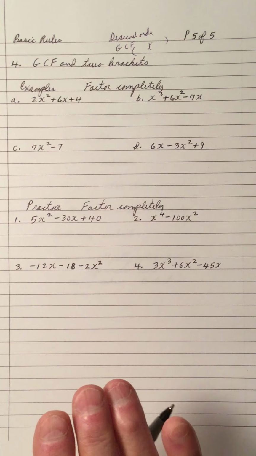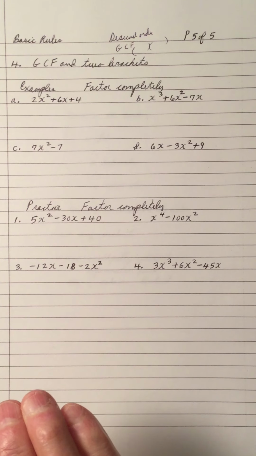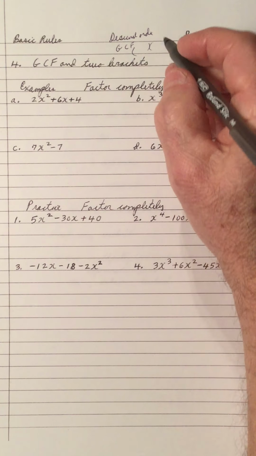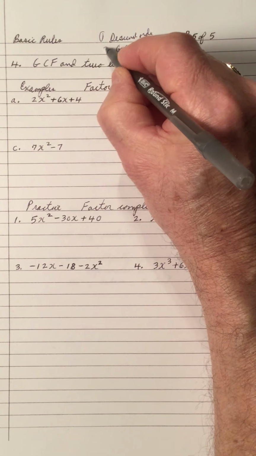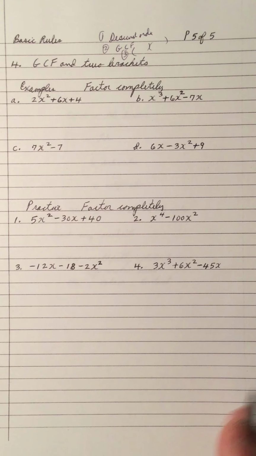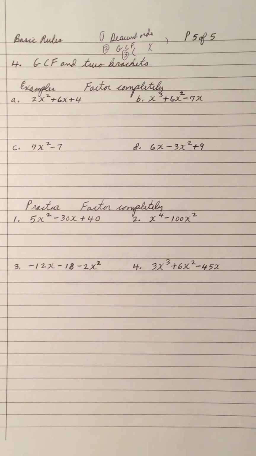So what's the order? I do descending order. Then I say, is there a GCF? And if there's no GCF, I got double brackets. So there's the order, 1, 2, and 3, that my brain always goes through when I'm factoring. And if you do that, then everything's going to be perfect. Write down the list and say, when I'm factoring, here's what I do. There's the order that I will say.